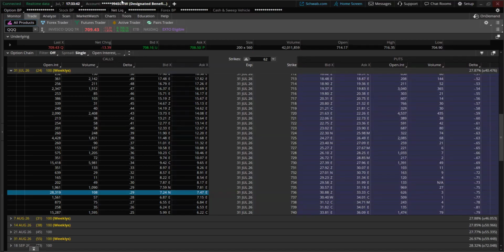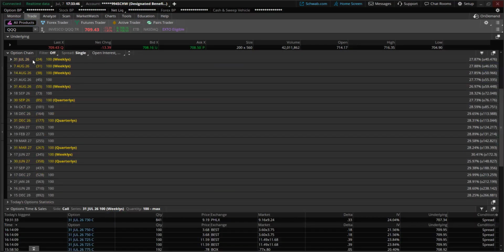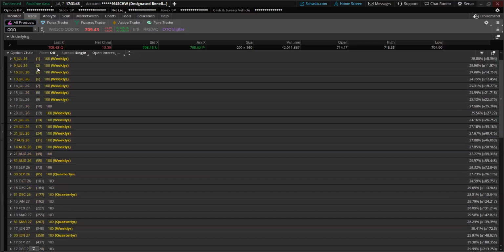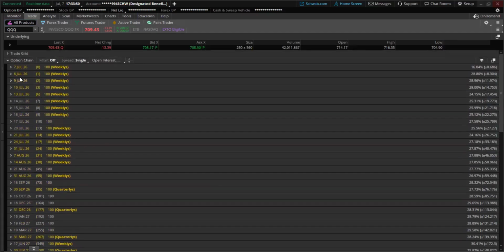So now we're looking at the option chains. Let me close this. Here are all the contracts available right now. There's a lot of contracts. Contracts have different expirations. Again, the NASDAQ-100 is the second most popular stock index after the S&P 500. It has the highest, great liquidity, tight spreads. So look at all these contracts.